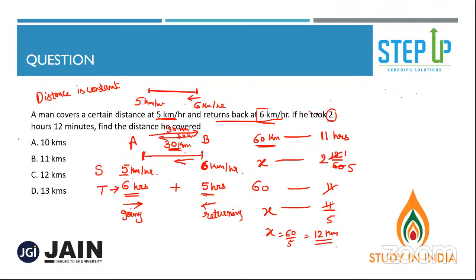So if it is 2 hours 12 minutes, I hope everybody understood this. 2 hours 12 minutes, 12 by 60, 1 by 5, 5 to 10 plus 1, 11 by 5. 11 by 5 hours will be equal to what kilometer? 11 by 5 hours will be 60 by 5 kilometer, that is 12 kilometer. Did you understand?